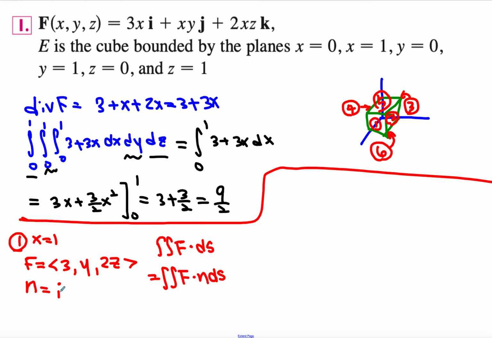So i dotted with the first component, 3, gives us, since x equals 1, 3 dy dz. Y goes from 0 through 1 and z goes from 0 through 1, which is simply the area here, since the integrand is constant. So 3 times the area of the square, which is 1, gives an answer of 3. That's the flux at surface number 1. How about surface number 2?